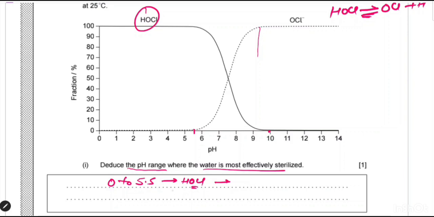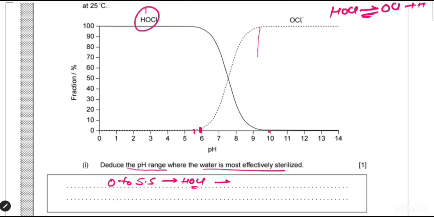The answer should be around 0 to 5.5. Why? Because at this pH HOCl is present in maximum amount and OCl minus is present in less amount. 0 to around, we can say 5.5 or 6, around 6 we can say. Because around 6 the OCl minus started increasing and the HOCl started decreasing. So 0 to around 5.5 or 6.